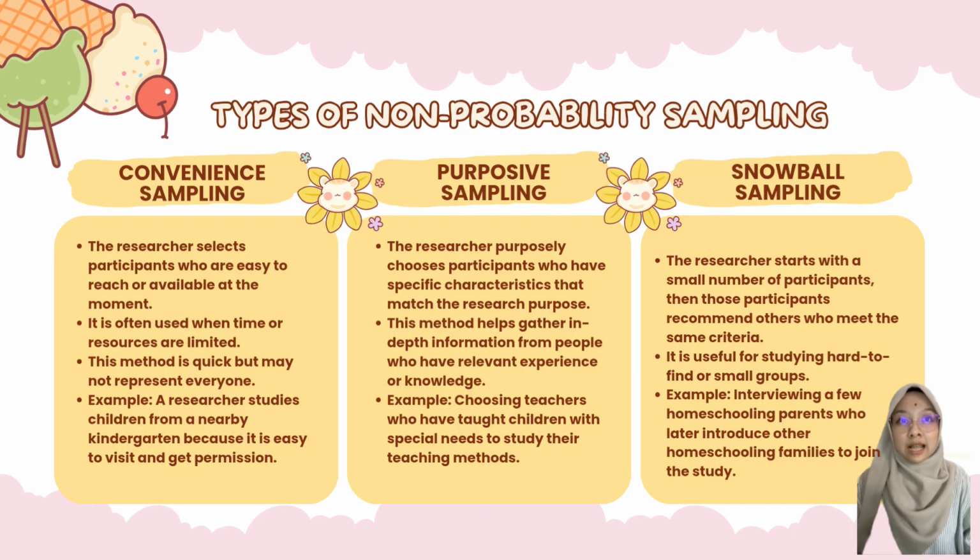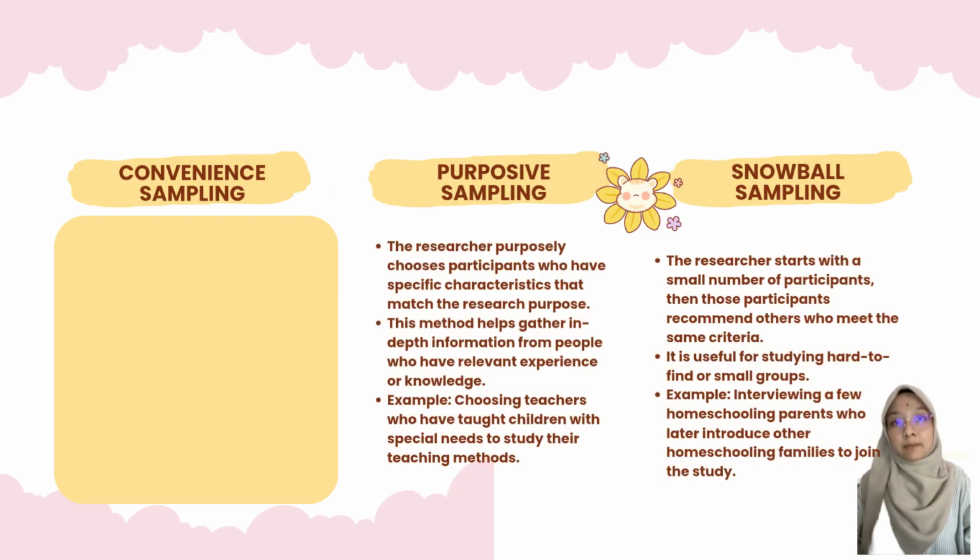Third type is snowball sampling. Okay, it is a method where the researcher starts with a few participants and then asks them to recommend others with similar characteristics. This is very useful when studying small or hard-to-reach groups. For example, interview homeschooling parents and then those parents introduce other homeschooling families to join the study. The sample grows like a snowball, getting bigger step by step.